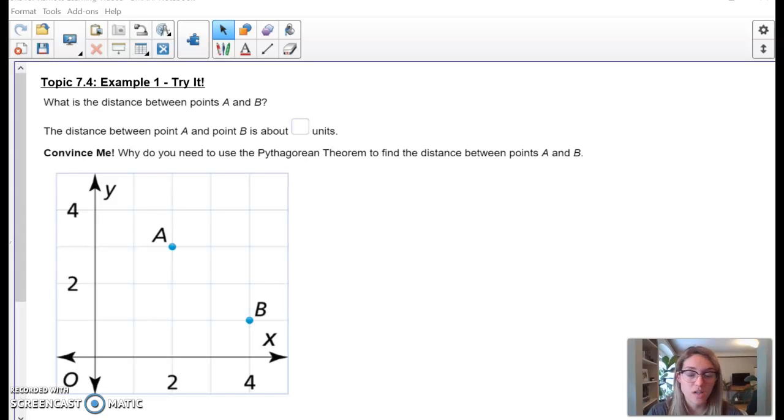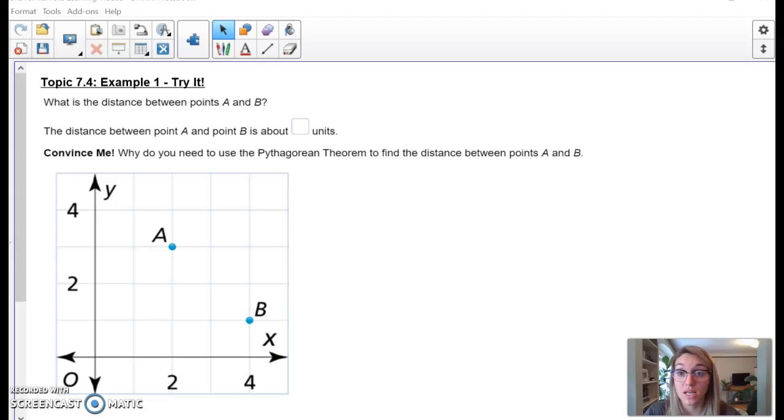Right, we are going to look at topic 7, example 1, the try it problem. It says, what is the distance between points A and B? And then we're going to answer in a full sentence. So the distance between point A and B is about blank units. And it says about, so we might not have an exact answer.